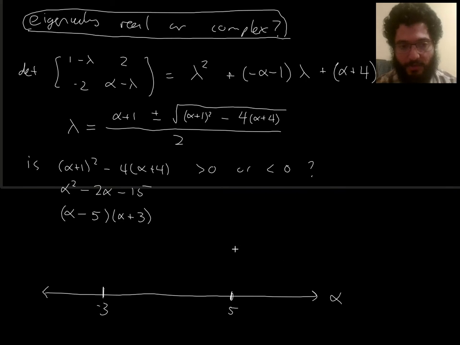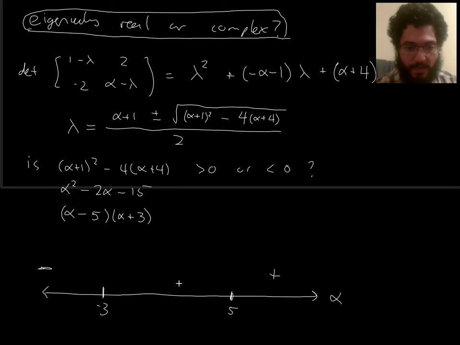Well, when alpha is very, very large, both of these would be positive. Or if you like, the alpha squared would be dominating the polynomial here, and you'd get positive. On the other hand, when alpha is very, very negative, like negative a billion, then the polynomial would also be positive, right? Because these would both be negative.